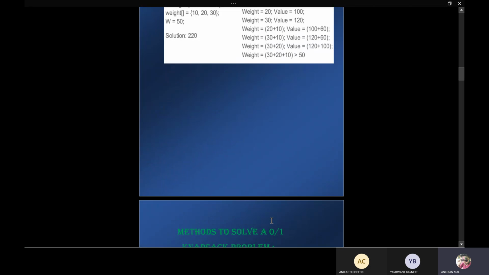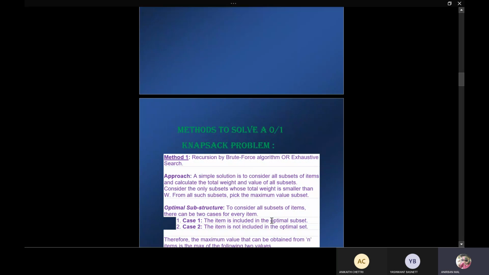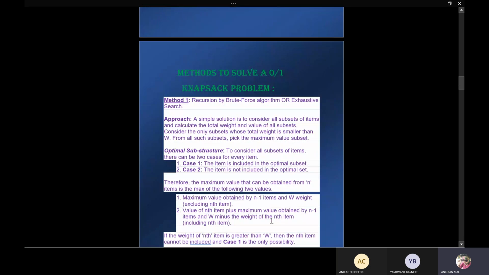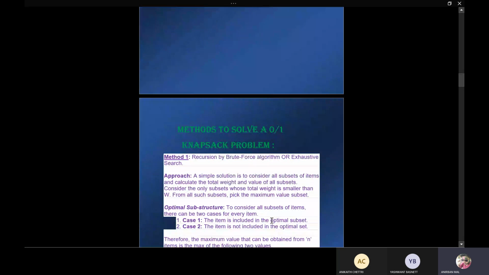Here are different methods to actually solve a 0/1 knapsack problem. So now I would like to call upon my friend Aniket to carry on the proceedings from here. Aniket, you can continue from here onwards.